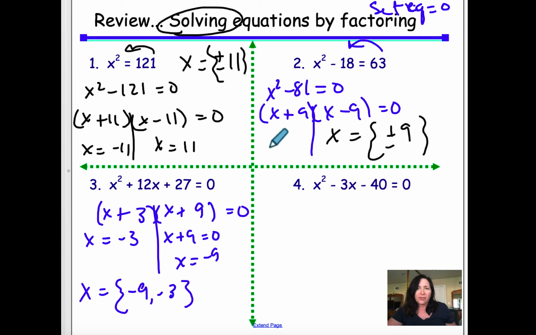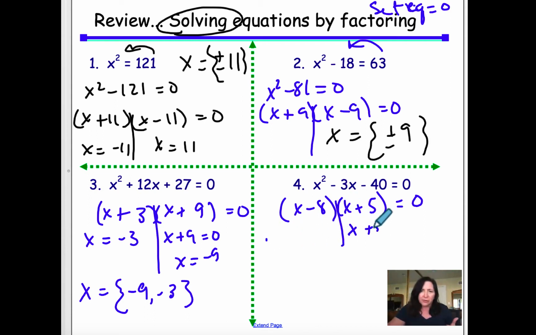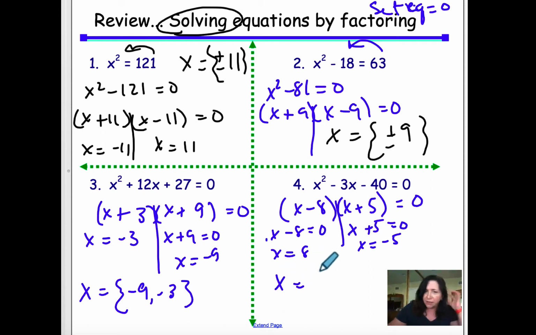For this one right here, we've got x, 4, 5. I'm going to say 5. So x minus 8 times x plus 5 multiplies to be negative 40, adds up to be negative 3. Split them up. Set them both equal to 0. x plus 5 equals 0, so x equals negative 5. x minus 8 equals 0, so x equals 8. So my two solutions in my solution set are going to be negative 5 and 8.